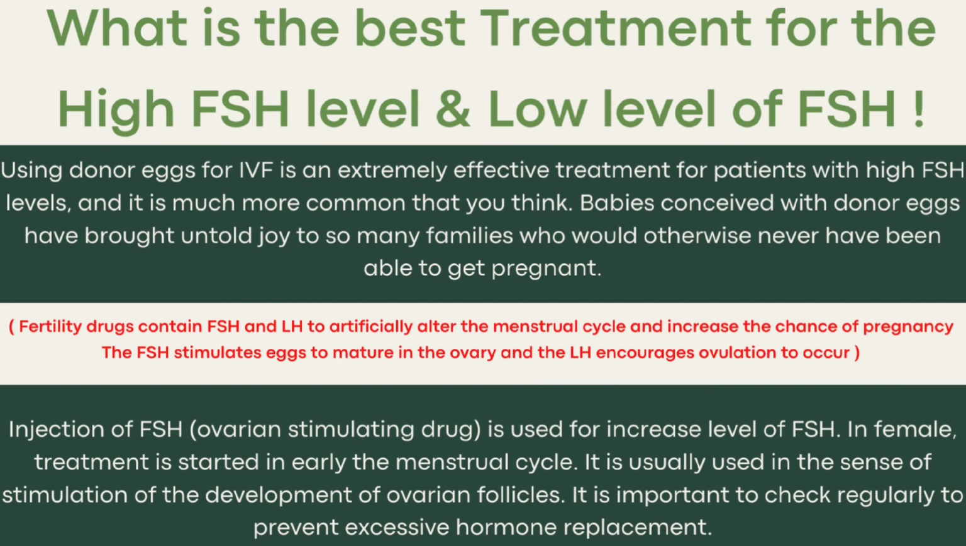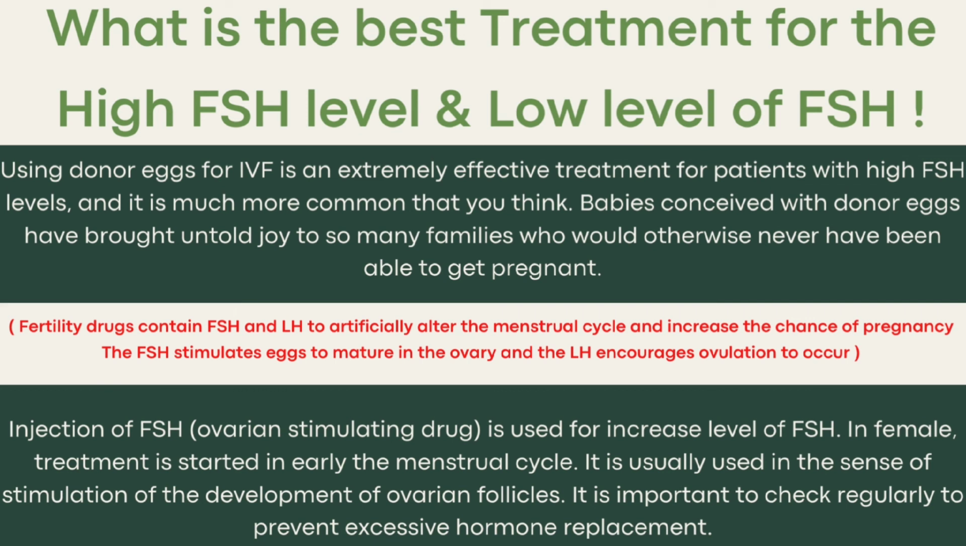Injection of FSH ovarian stimulating drug is used for an increased level of FSH in females. Treatment is started early in the menstrual cycle. It is usually used for stimulation of the development of ovarian follicles. It is important to check regularly to prevent excessive hormone replacement. You can also apply this method, but consult your doctor first.